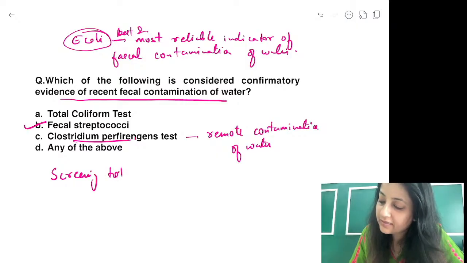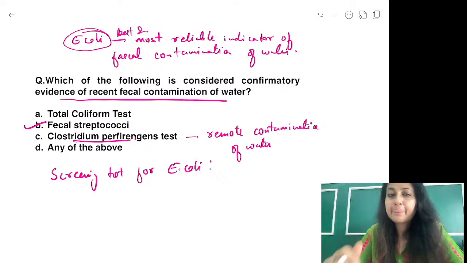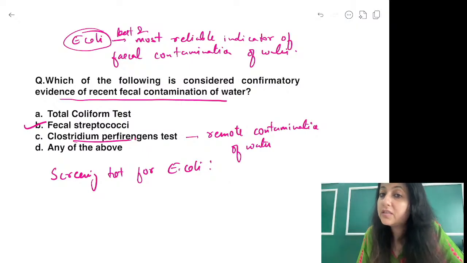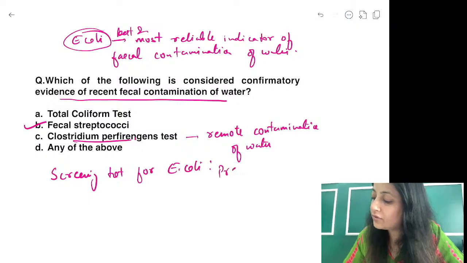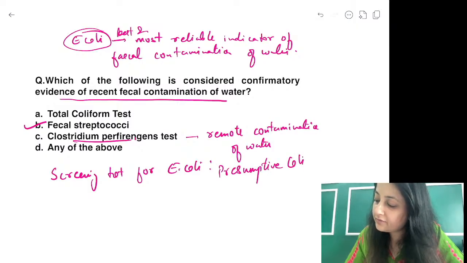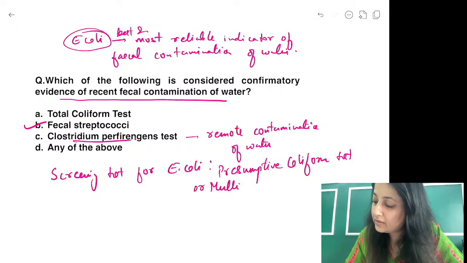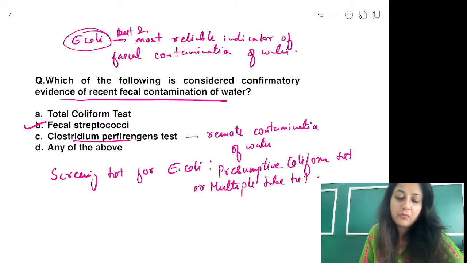Also one more question that could come. What is the screening test for E. coli in water, to know whether the water has been exposed to E. coli? What is the name of this screening test? We are not going to go into detail of the screening test. We'll just read it. Presumptive coliform test or multiple tube method.